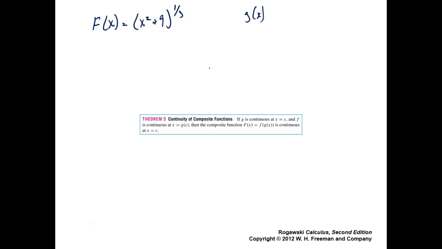Think of this. Here's how I think of it. The g is inside the parentheses of little f. What's inside the parentheses here? That's your g. Your g of x would be x squared plus 9. Now you could break it down and do smaller, but okay, that's x squared plus 9. Now, tell me, is that a continuous function?